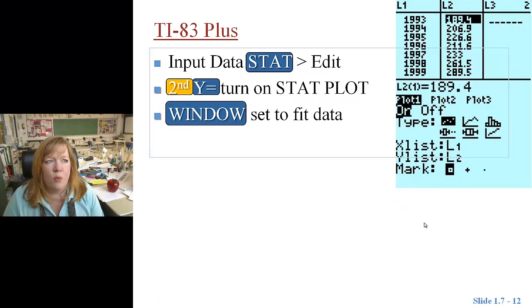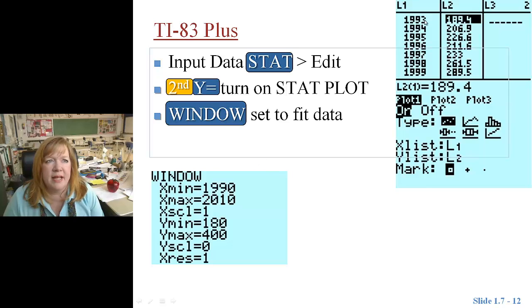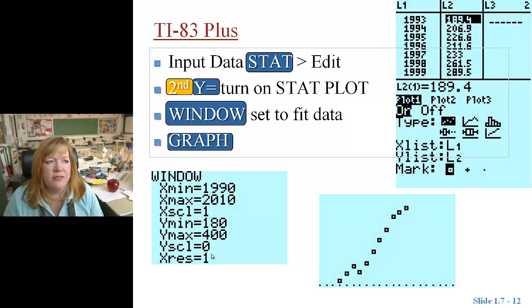Window needs to be set to fit the data, so click the window button. X min is 1990 because that's a little lower than my lowest, and X max is 2010 because it's a little higher than my highest. Y min 180, Y max 400. I also set the Y scale to 0 here, so that I don't get all those little marks along the Y axis. When I do that, I'm going to go ahead and hit graph. And there's what your scatter plot should look like on your calculator.